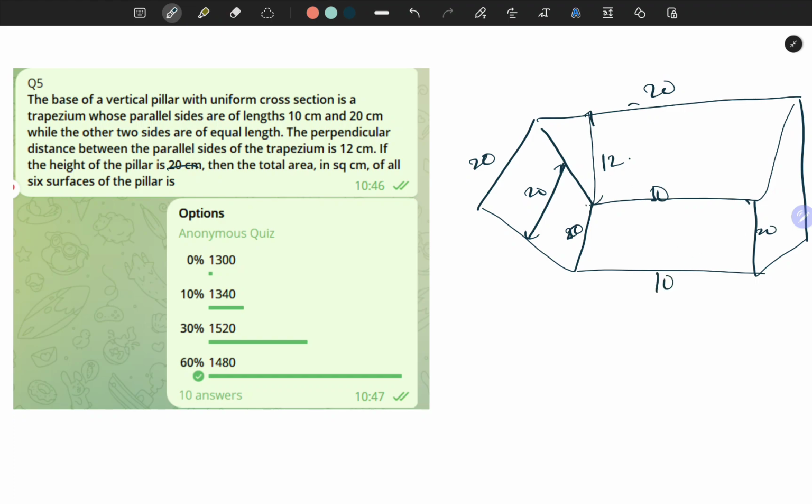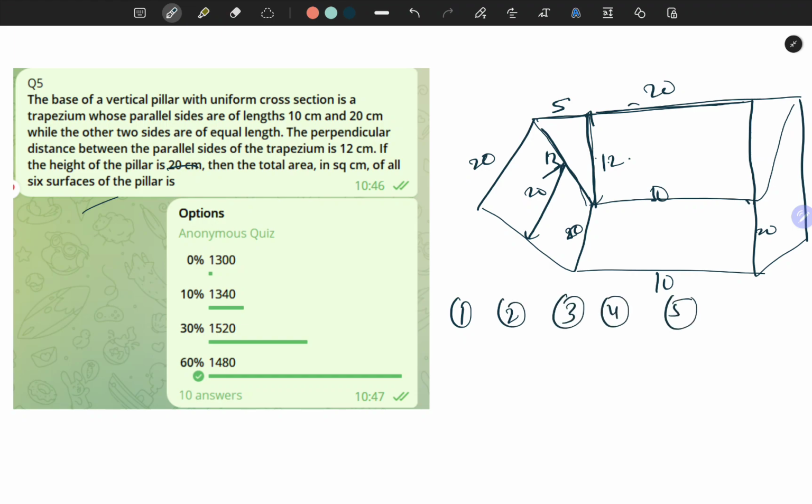Now what will be this side? This side is basically from this right angle triangle. This is 12, and this again is 12. This much is 10, so the remaining will be 5. So now we can see a triplet, so this will be 13. Now the question is the total surface area of the pillar. So let's write 1, 2, 3, 4, 5 and 6 faces.